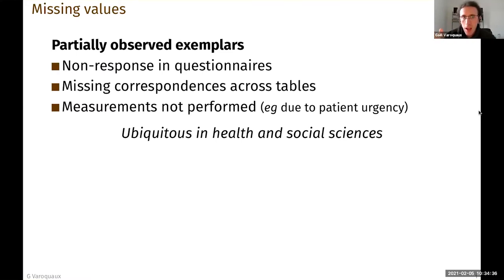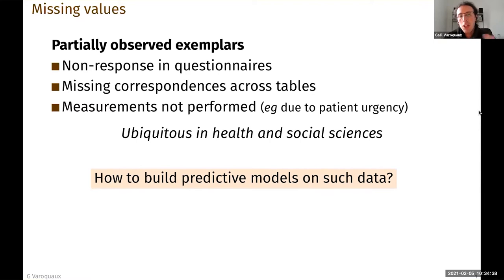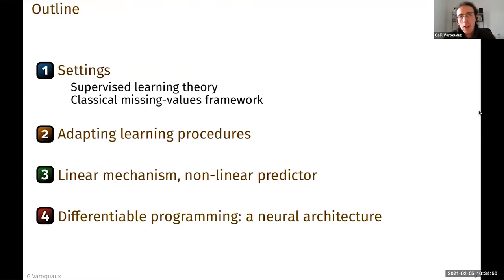So this is the setting, and the question that I'm interested in is, given those settings, how do we build good predictive models on such data? The outline of my talk is that I'll explain the classical settings, both for supervised learning theory, which I suspect everyone here is familiar with, but also for the classical missing values framework, which has a long-running history in statistics. Then I'll discuss how we can adapt existing learning procedures by adapting tools from the classical missing value framework.